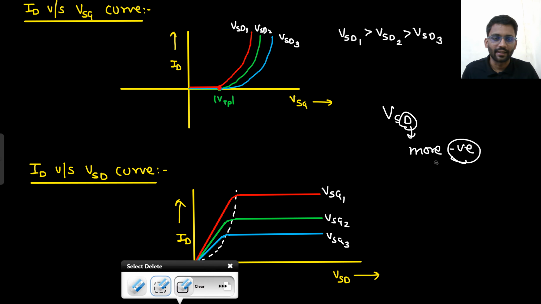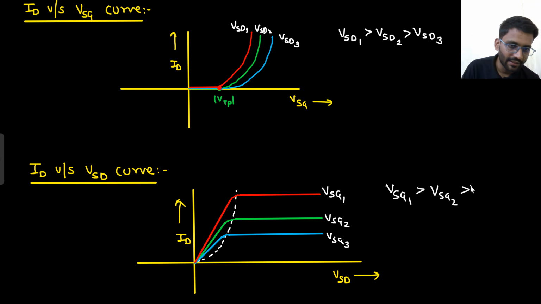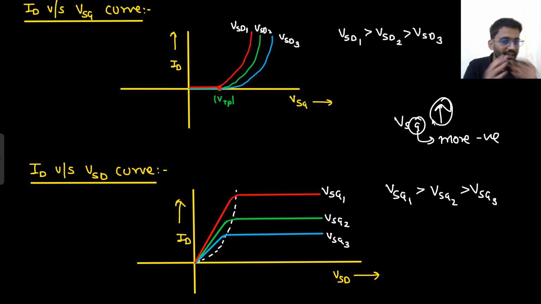So VSD is higher. Here tell me what is higher. VSG1 is higher than VSG2 is higher than VSG3. If I am saying VSG is higher, that means this gate is more negative. If gate is more negative, that means more holes will be supplied. If more holes are supplied, that means in the channel we will have more holes. And if more holes are there, more current will be there. So here we are having more current.